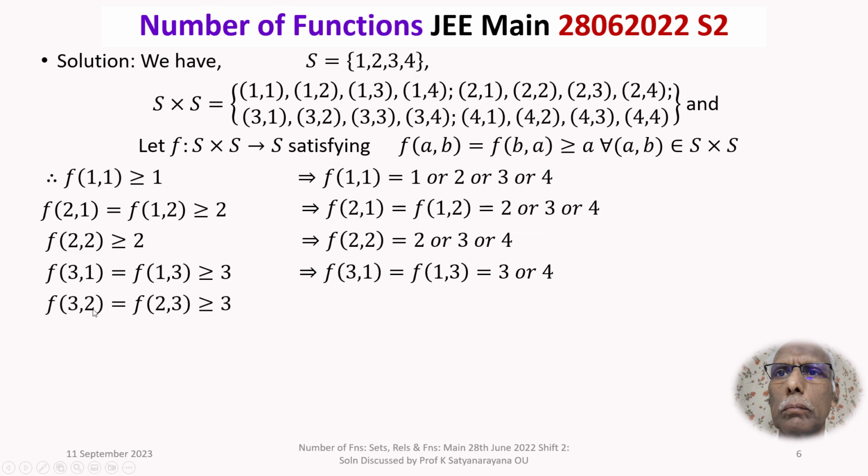And f of (3,2) is equal to f of (2,3). f of (3,2) is greater than or equal to 3. This will imply f of (3,2) is equal to f of (2,3), which is equal to 3 or 4.